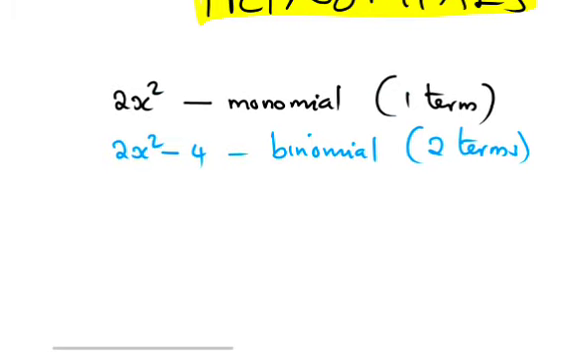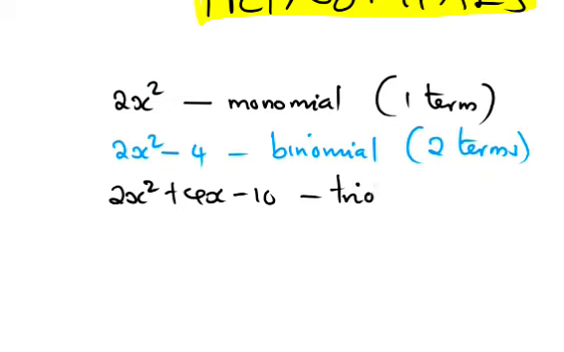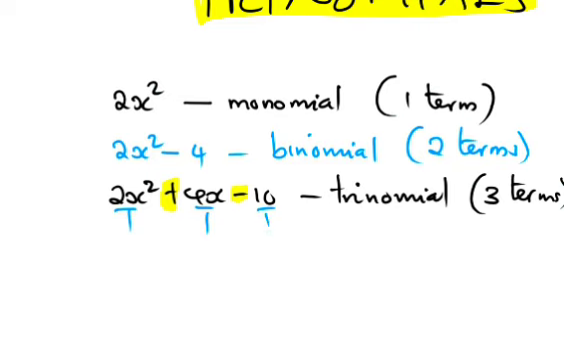Whereas if you have addition or subtraction of three terms, they form a trinomial. Let's say we have 2x squared plus 4x minus 10. This is a trinomial, because we have three terms. We want to focus on the number of terms here. So we have three terms, that's a trinomial.